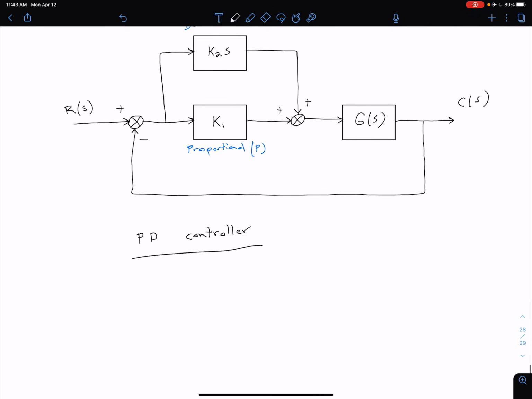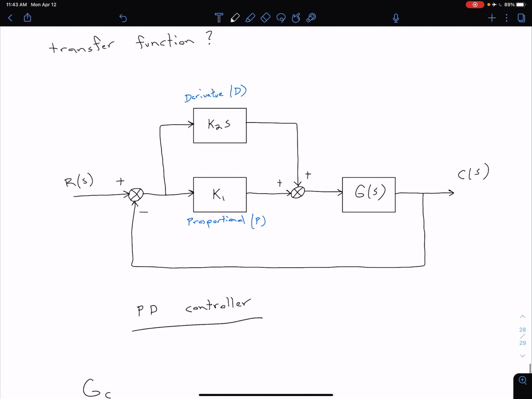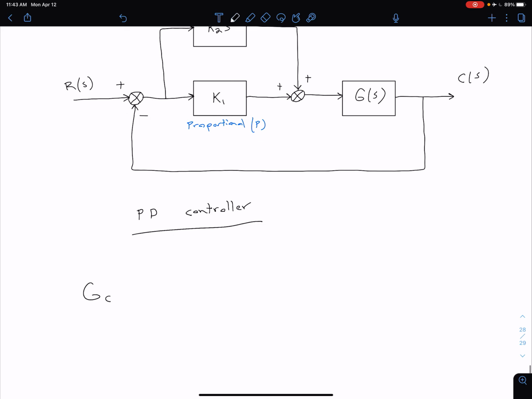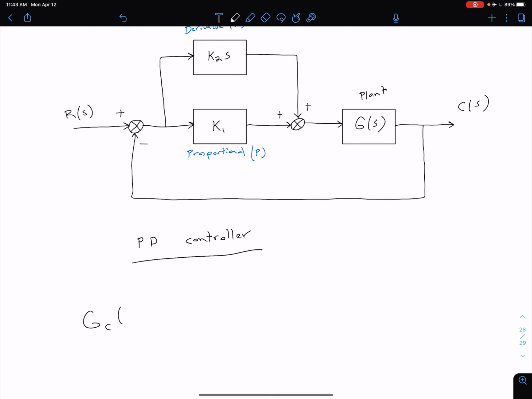Well, let's take a look at the overall gain for our compensating network. So the gain for a compensating network, let's call that G sub C. And again, we're just looking at this portion right here. And of course, we can see that's going to be cascaded with our original plant G of S. So this is our plant or process. And so our G sub C is just going to be those two blocks in parallel. So we're going to have that this is equal to K2 times S plus K1.